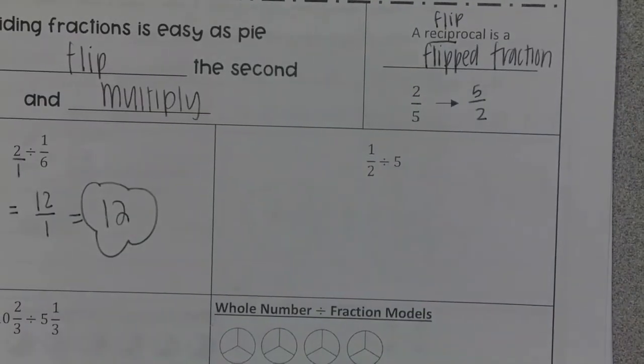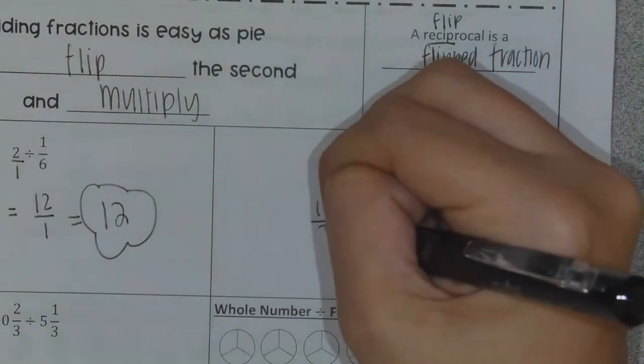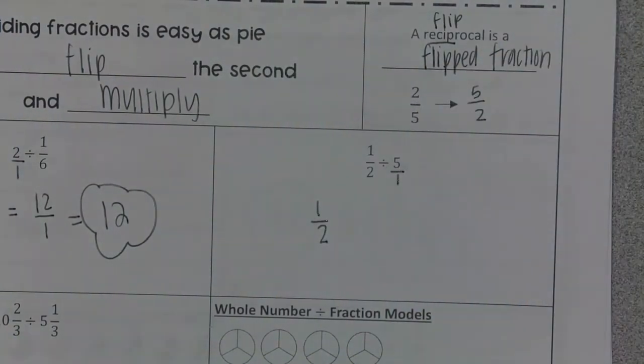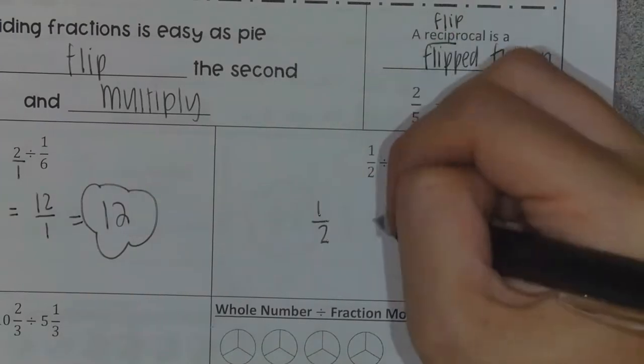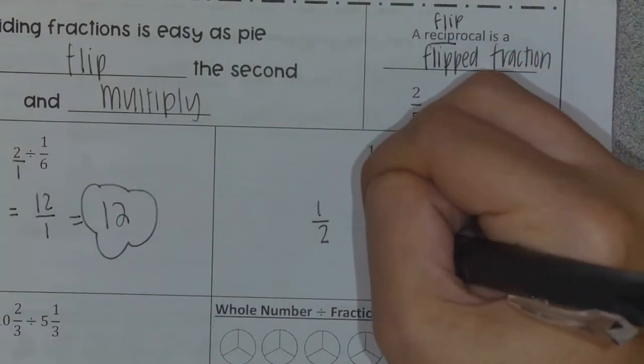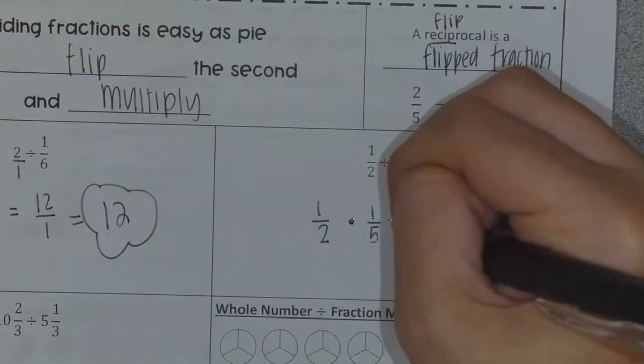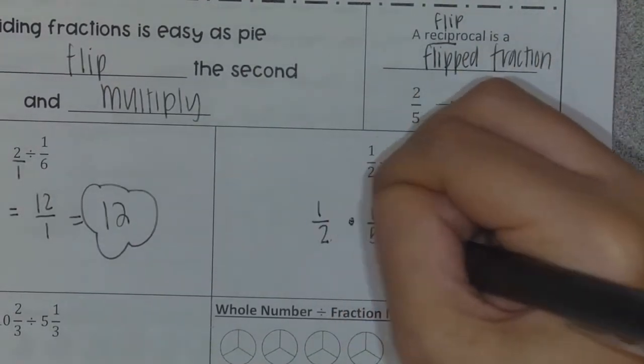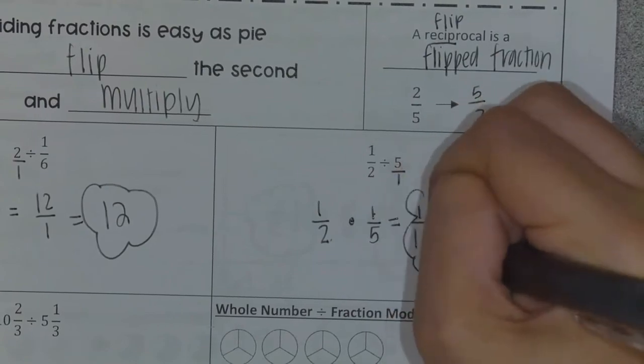I'm going to do 1/2 divided by 5. So again, I'm going to leave the first fraction alone. 5 gets a whole number of 1 as its denominator. So when I flip 5, it becomes 1/5. I'm going to change the sign to be multiplication. The top times the top gives me 1, and the bottom times the bottom gives me 10.